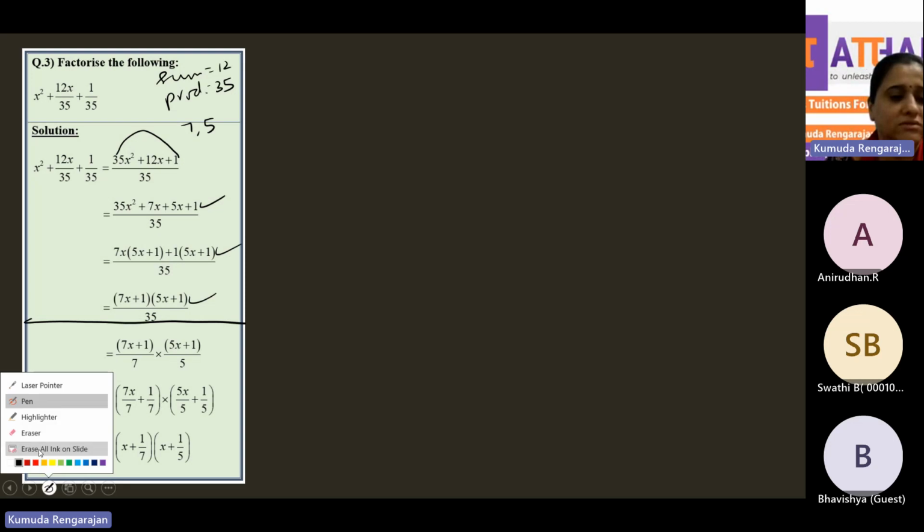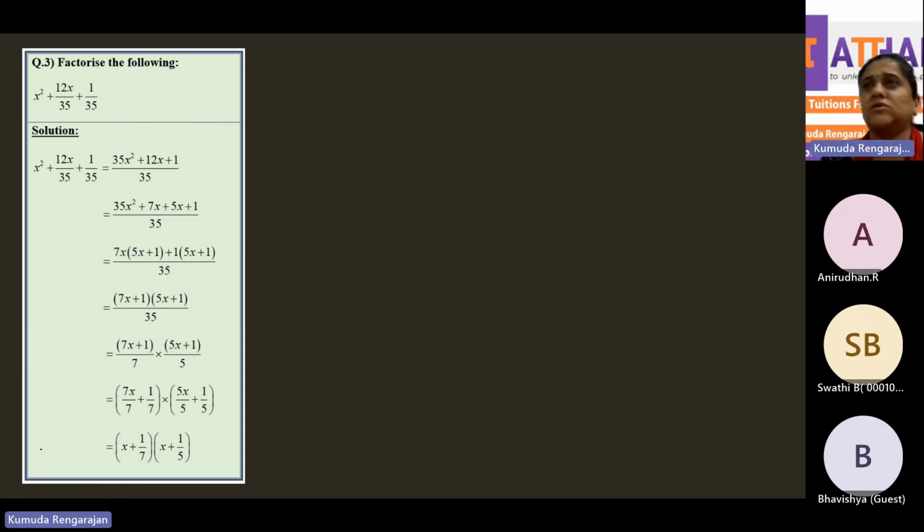Now after this, because you need to write the answer as the product of two factors. So sometimes they'll give you this question as an MCQ: the two factors of this one are, and they'll give you options A, B, C, D, and one of the options will be this one, x plus 1 by 7 and x plus 1 by 5. So this is the correct option. So you should know how to bring it to this step.